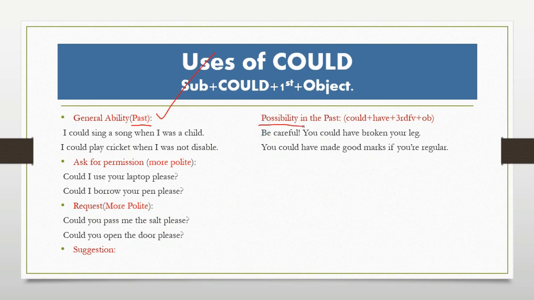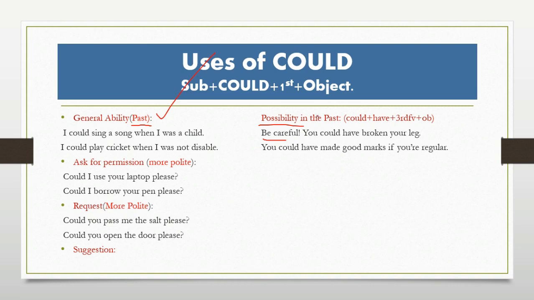Possibility, how does it use for possibility? But possibility in the past, keep in mind. For example, be careful, you could have broken your leg. Be careful, you could have broken your leg. Next time be careful. It means there were some chances that you could have broken your leg, but you got safe. So next time you have to be careful.